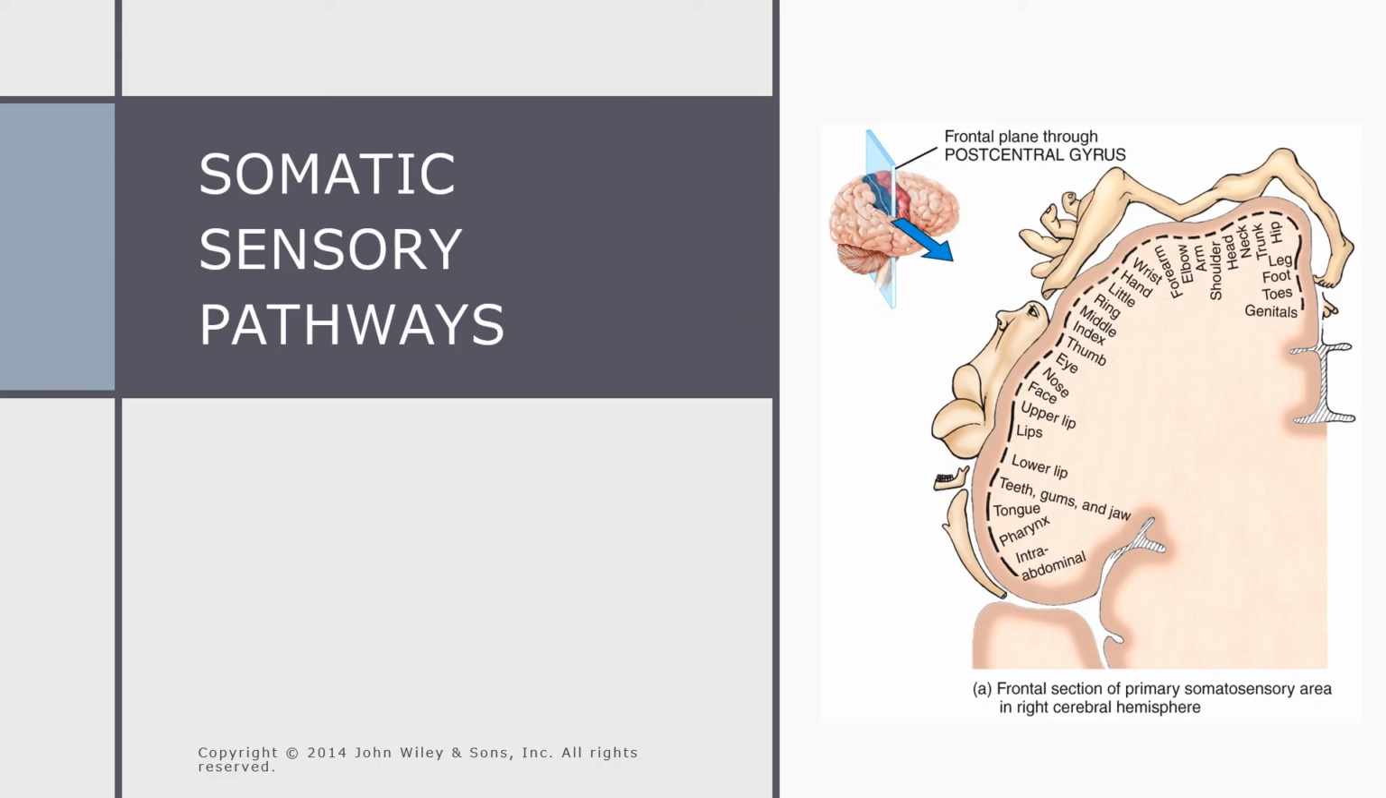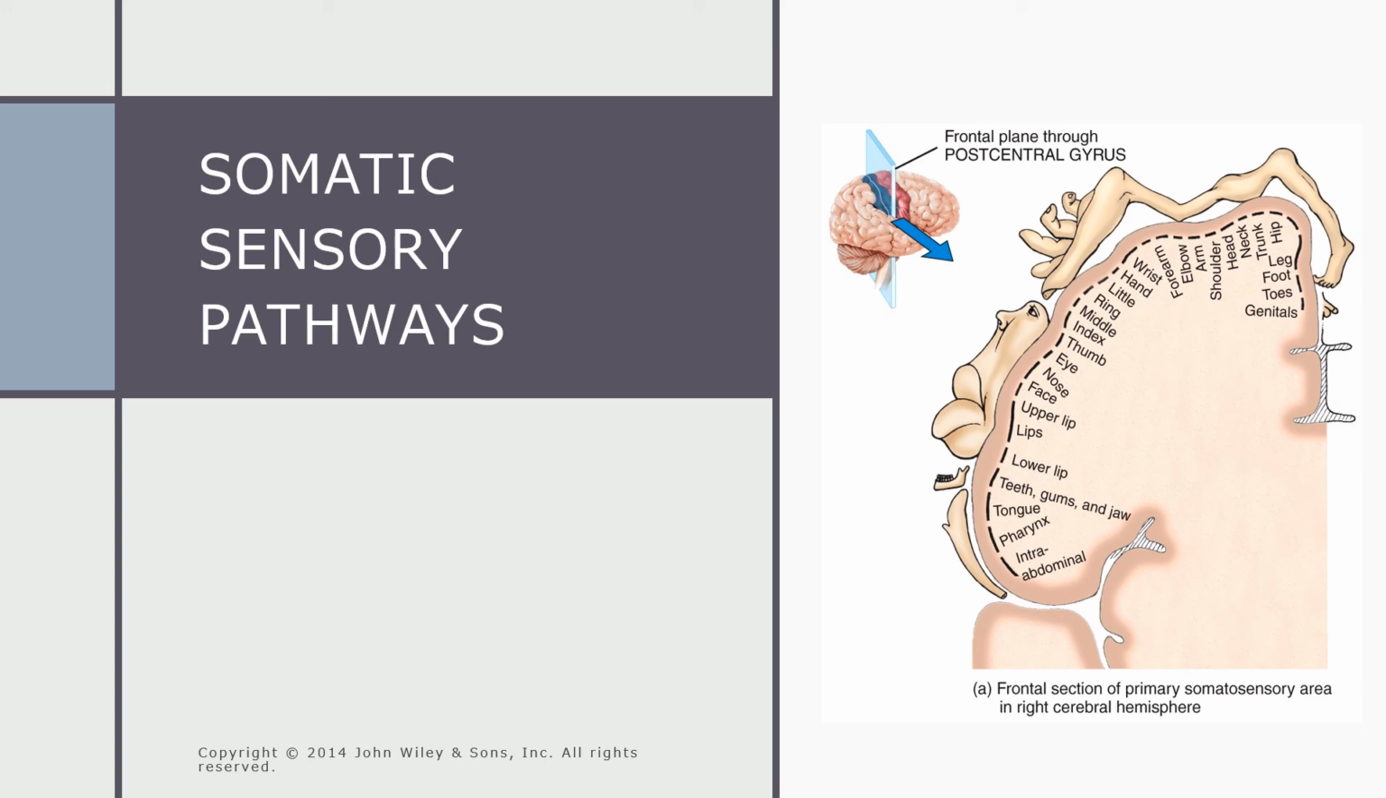So here we have a somatic sensory map, and this is a precise localization of somatic sensations that occurs when those nerve impulses arrive at the primary somatosensory area. So remember, the primary somatosensory area occupies the post-central gyri of the parietal lobes in the cerebral cortex. So each of these regions in this area receives sensory input from a different part of the body.